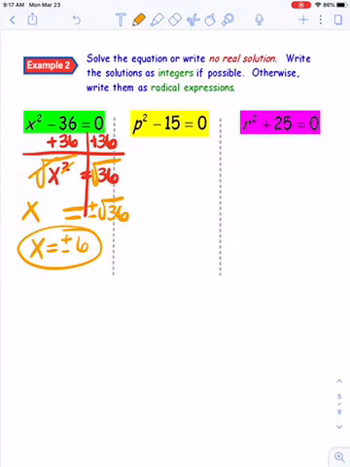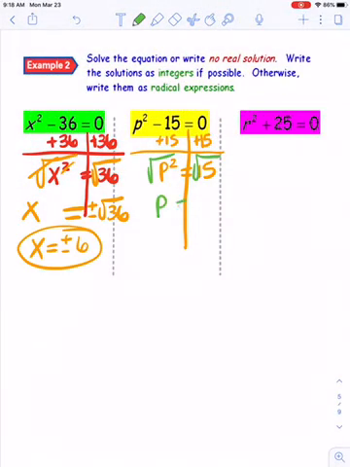Same idea for this middle one. I add 15 to the other side, so it looks like I get p squared equals 15. Again, now I have to take the square root of both sides. So I get p is equal to a positive and negative square root of 15. Square root of 15 isn't one of those perfect squares, and it's not one we can simplify by making our factor trees and looking for buddies. If we broke down 15, it'd be 3 times 5.